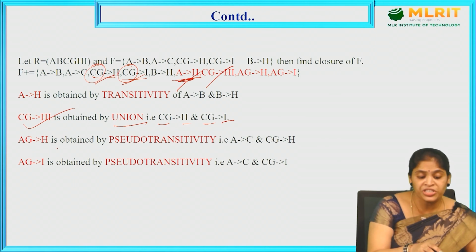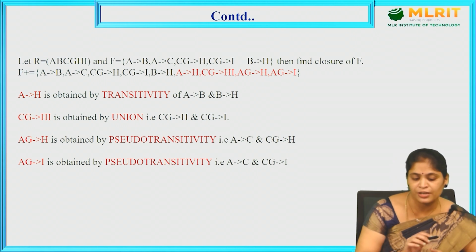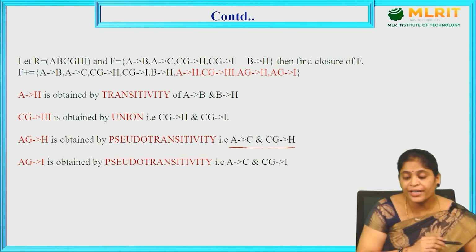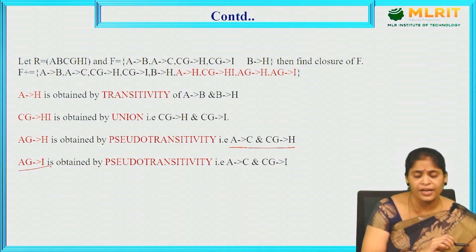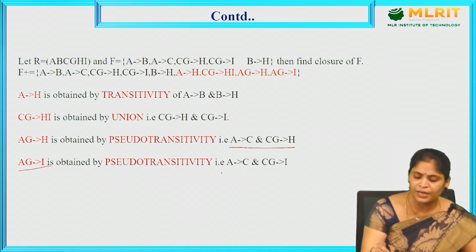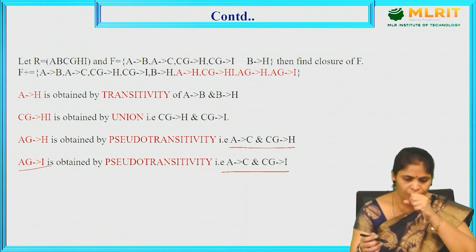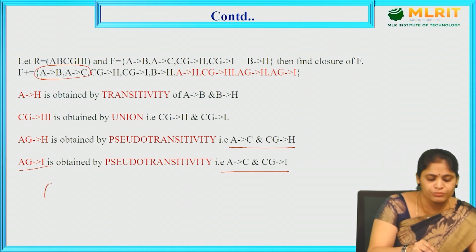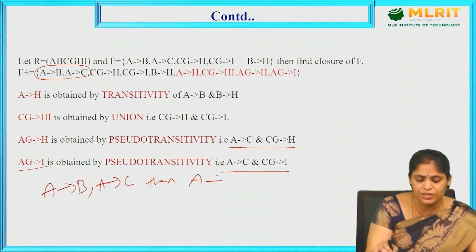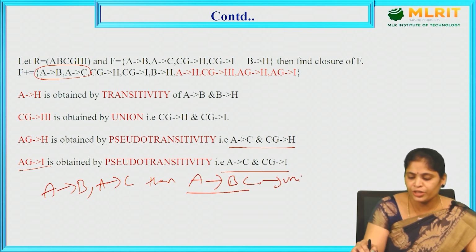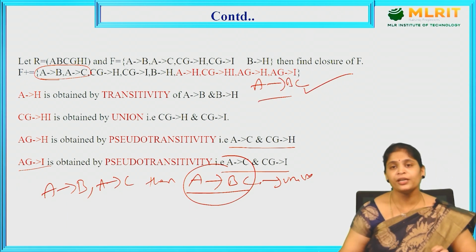Next, AG derives H. How did I get this functional dependency? By pseudo transitivity. A tends to C and CG tends to H. Next, AG derives I. How did I get this one? By considering pseudo transitivity. A tends to C and CG tends to I. Here I have missed one more. What is that one? From A tends to B and A tends to C, we can derive A tends to BC by union. This one also can be included in the closure.